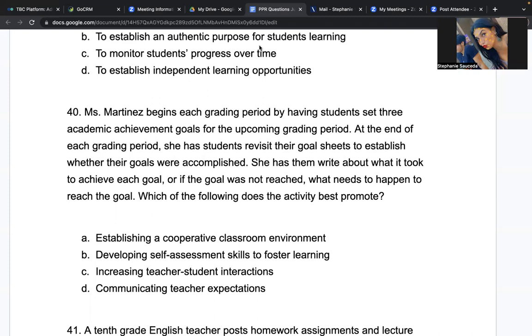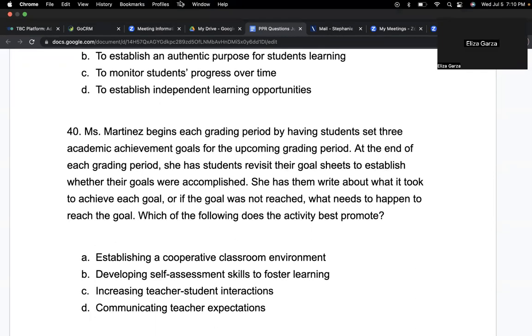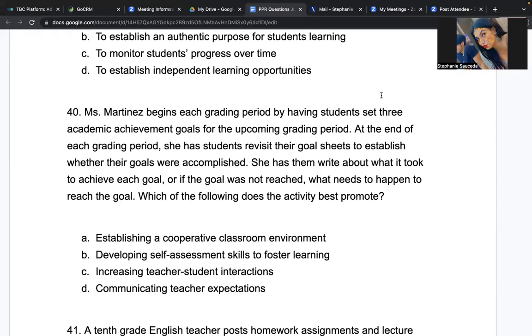What's happening here? What's the goal in the scenario? What keywords and phrases do we need to pay attention to? Well, she said 3 academic achievement goals for the grading period. Right. So 3 academic. What else? Begin, right? At the beginning of the grading period.